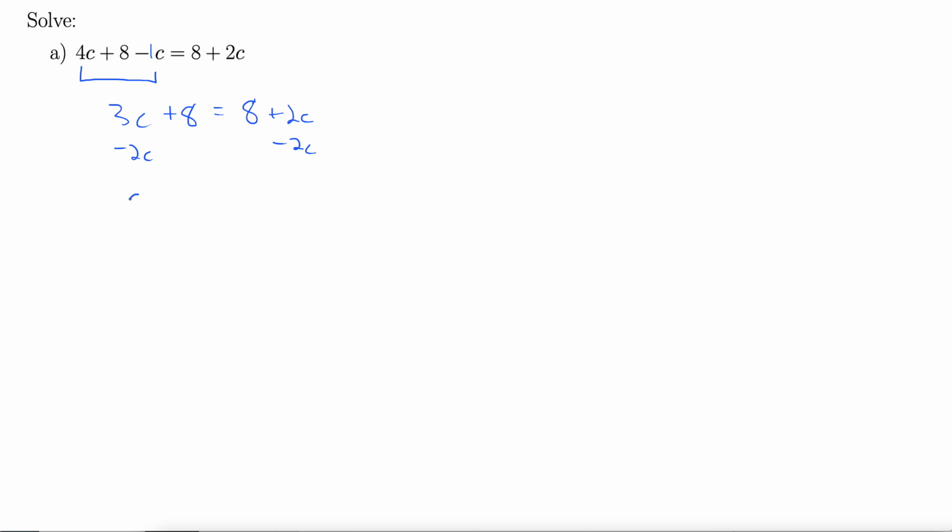Well, we have c plus 8 equals 8. And now I'm just going to subtract 8 from both sides. That gives us c equals 0. Okay, there we go. All right, there's that one. Let's try another one.